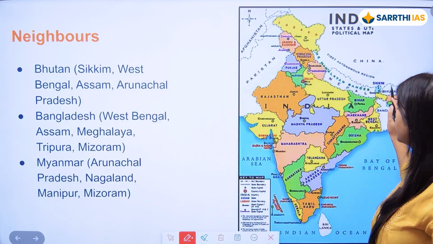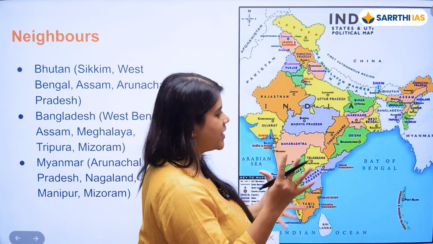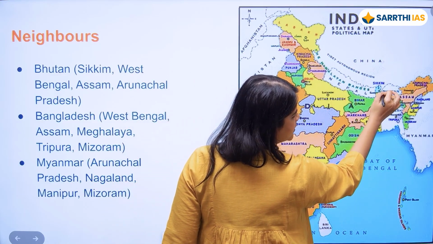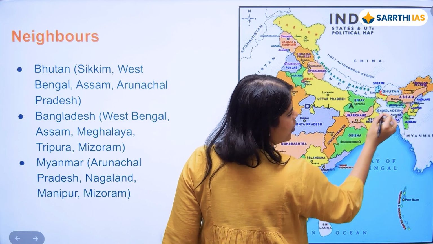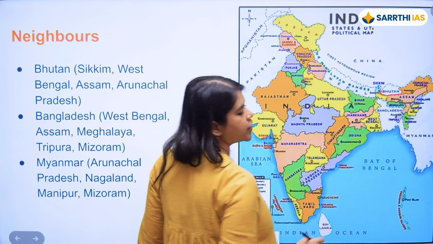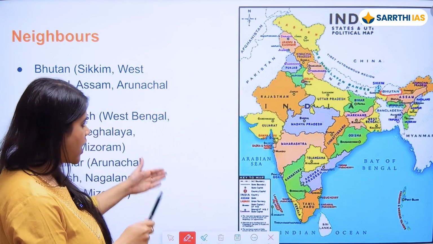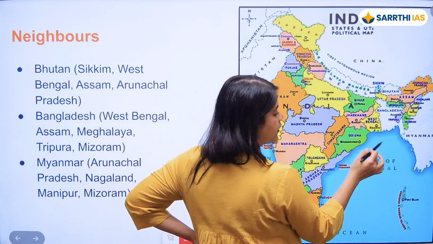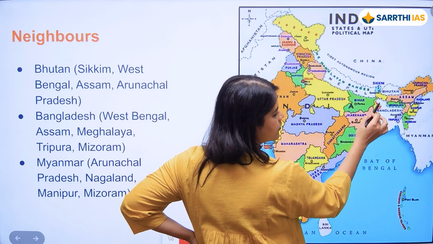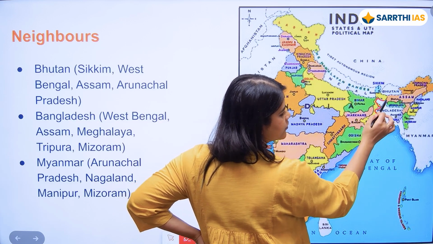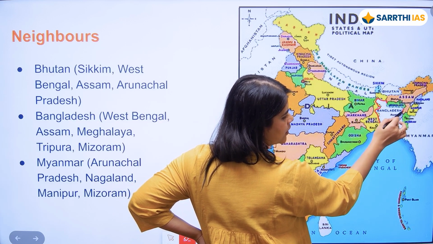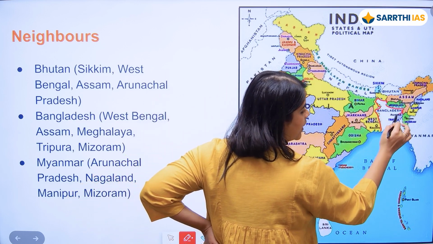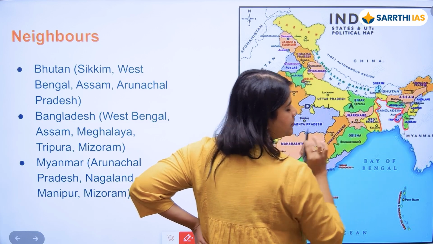Then Bhutan, Bhutan again over here, our friendliest neighbor. We have Bhutan, which is surrounding, of course, Sikkim. We have West Bengal. We have Assam and Arunachal Pradesh. After that comes Bangladesh. Bangladesh shares a border with West Bengal till here. Then a small border with Assam over here, another small border with Assam over here. Then Meghalaya and Tripura and Mizoram.